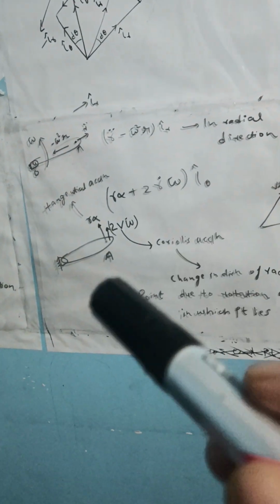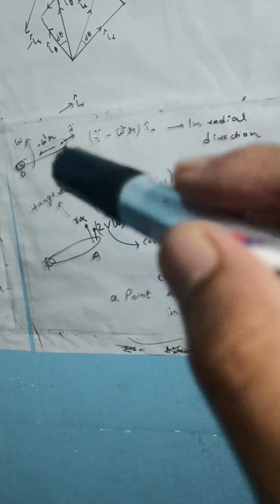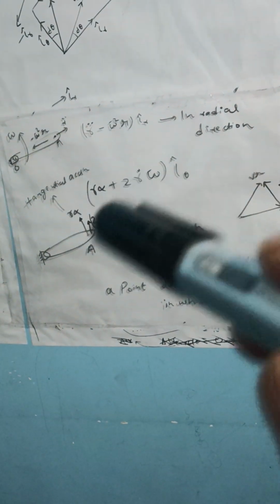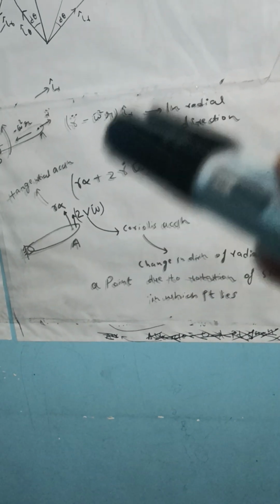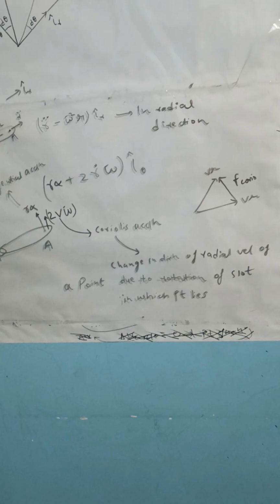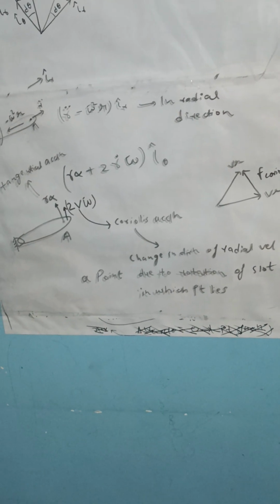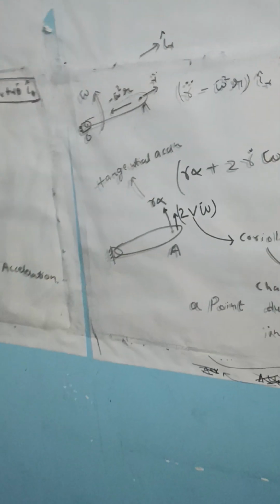Tangential acceleration. For example, suppose this body was rotating with omega. So r alpha will come. Alpha is angular acceleration, so tangential acceleration will be r alpha plus 2v omega. This is called the Coriolis component of acceleration. It comes when the radial velocity direction changes due to rotation, meaning there is a slotted body and it is rotating, so any point that is moving on the slotted body, its radial velocity will change in direction due to the rotating body.